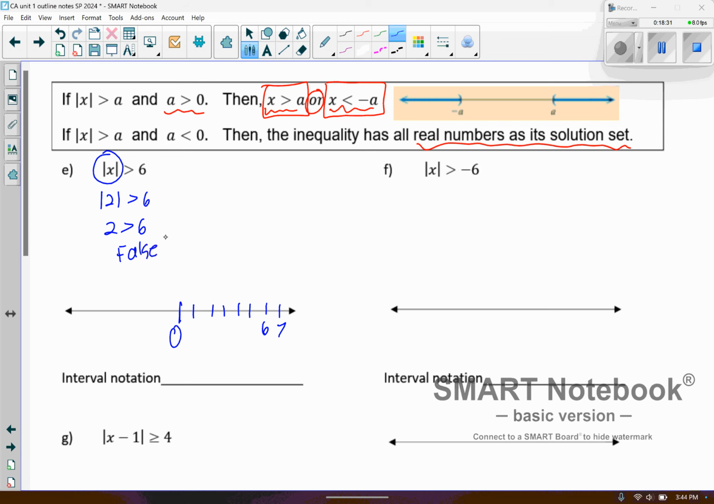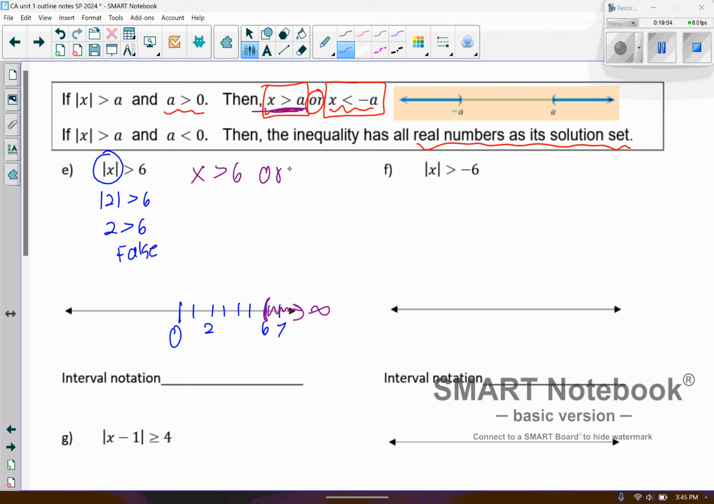So 2 doesn't work. If I plug in 6, it wouldn't work because 6 is not greater than 6. But if I plug in 7, that'd be great. Or if I plug in 6.001 or whatever, that value would work. So everything greater than 6 works. And so once again, if you're following the pattern up here, that's what you would write down. You'd say, okay, x is greater than 6. That's one of my solutions. So that would be all the values to the right of 6, from 6 to infinity.